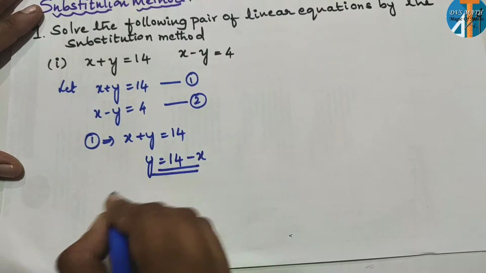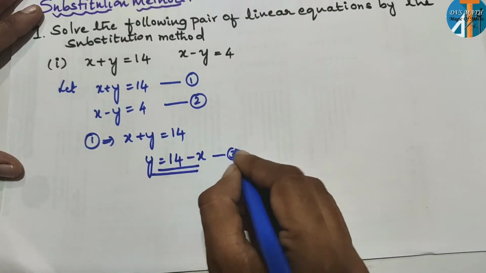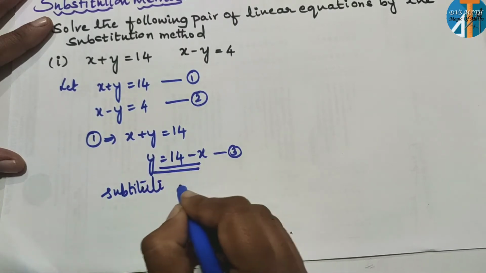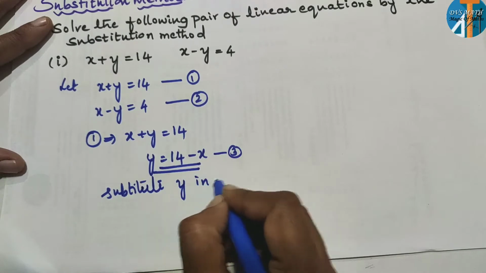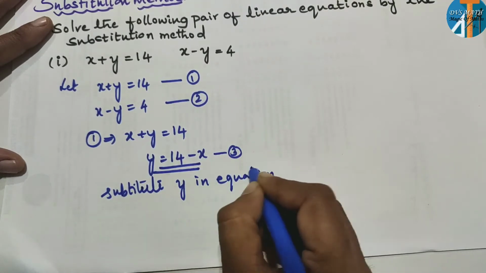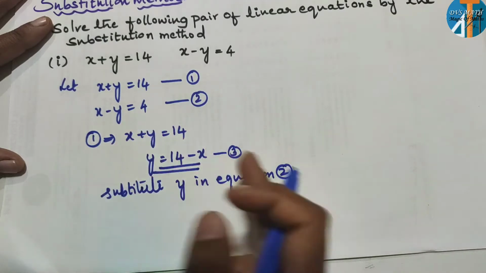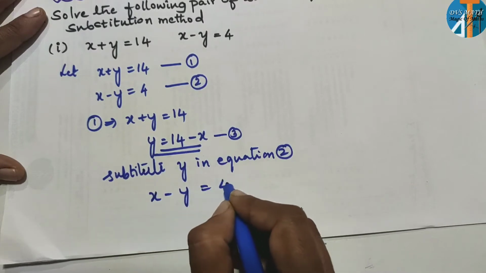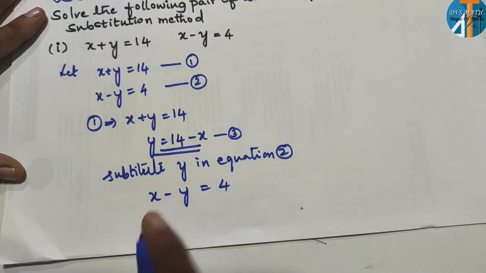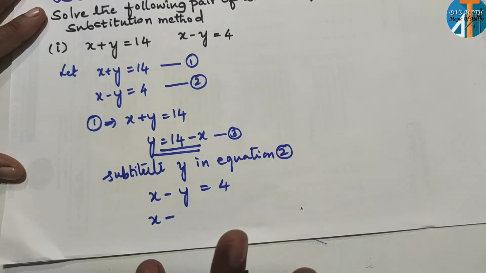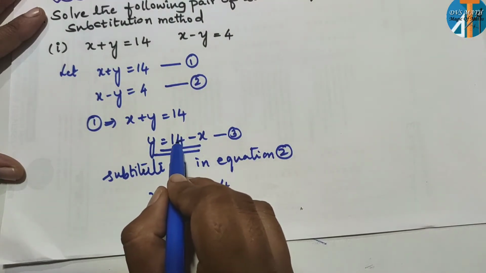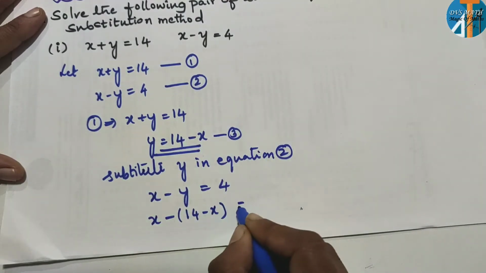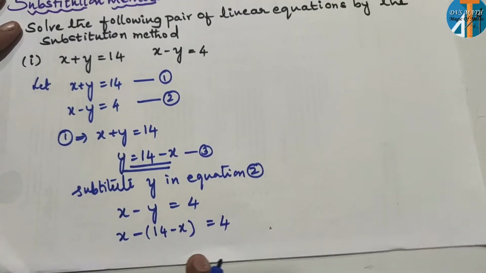Now substitute this y value in equation 2. Call it equation 3, and write substituting y in equation 2. Now what is our equation 2? x minus y is equal to 4. So x will be as it is, minus will be as it is, and in place of y we substitute 14 minus x, is equal to 4. So now let's solve this equation.